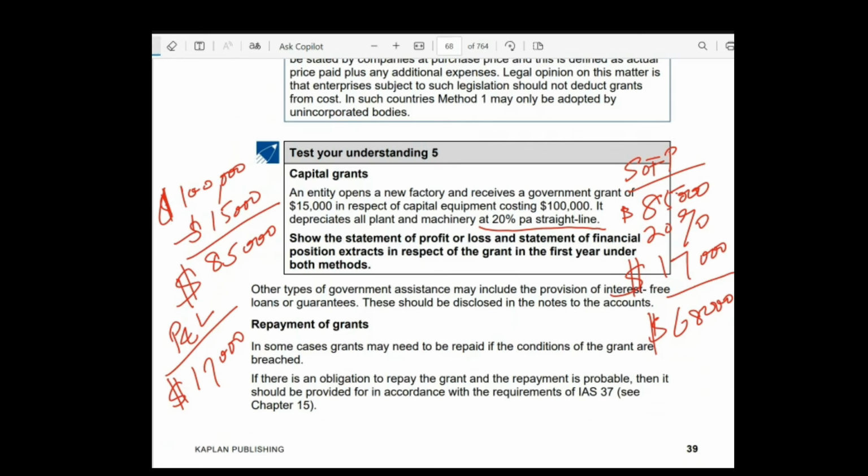On the financial statement side, the same 85,000 figure will be shown, then the 17,000 depreciation amount will be deducted, and after that 68,000 will be shown as the asset in your statement of financial position. This is the way you will treat it in the books of accounts.